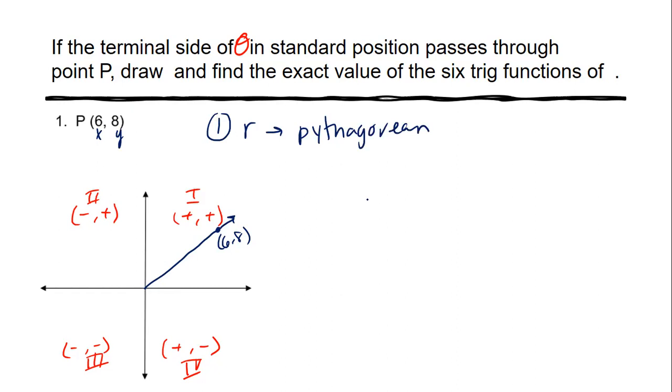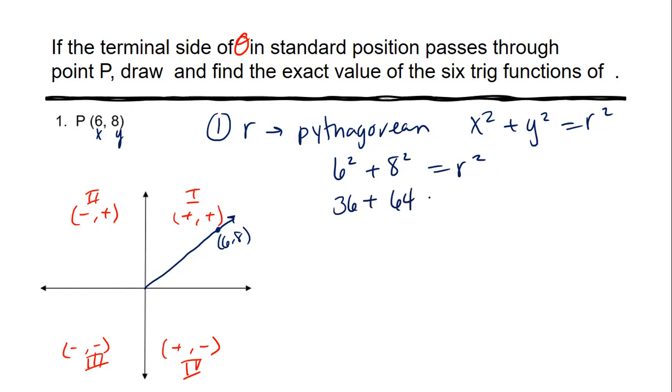Pythagorean. Okay? So we're going to solve for r using the Pythagorean theorem. We're using x squared plus y squared equals r squared. We have our x and our y, so we have 6 squared plus 8 squared equals r squared. Still with me? That's going to lead us to 36 plus 64 equals r squared. What is that? 100. 100 equals r squared.